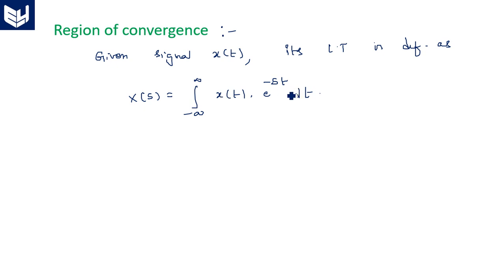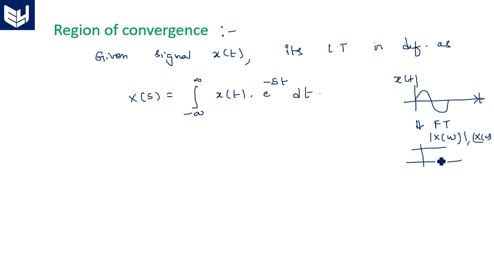Suppose the x of t signal is a time domain signal, which will look like this. In the previous videos, we have seen Fourier transforms. If you apply the Fourier transform on this, the resultant signal is X of omega. So X of omega we generally draw in two forms: one is magnitude, another one is phase. It may be like this or any other shapes like this.